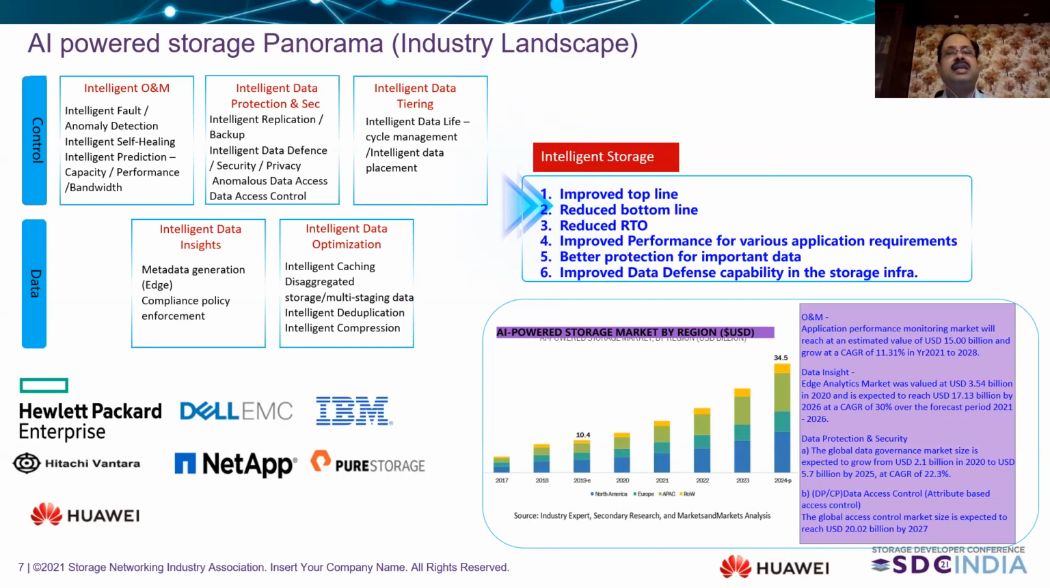Then intelligent data tiering, intelligent data lifecycle management, intelligent data placement, that kind of area, so that performance is not compromised and data does not occupy unnecessary storage space in the performance tier. That kind of decision. It is not necessarily 2-tier. It can be more than 2-tier also.